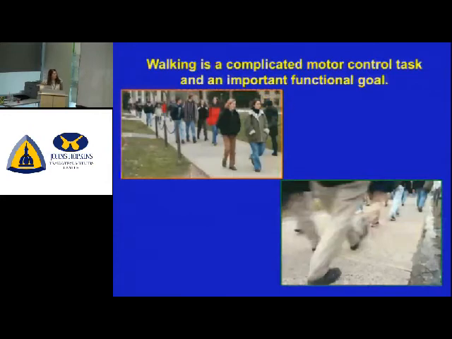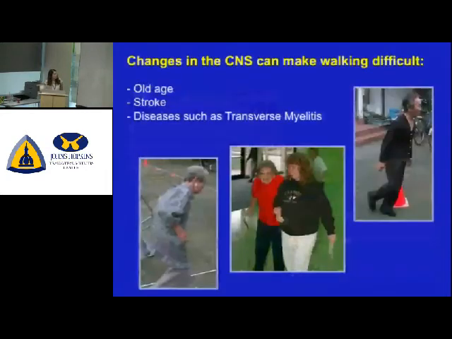So walking is really complicated. It's complicated because you have to use a lot of muscles. You need neural input from the spinal cord, and you need input from the brain to make any modifications to your walking. So if you want to step over something, around something, then you need the input from your brain. Changes in the central nervous system for lots of different reasons will change your walking. Transverse myelitis is one of those.